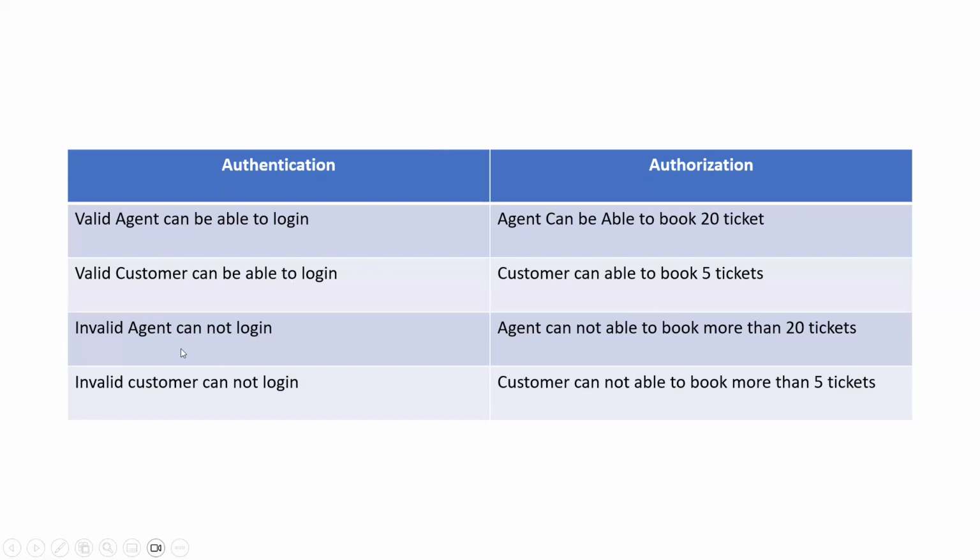In authentication, we will check that an invalid agent cannot log in. In authorization, we will check that the agent cannot book more than 20 tickets. In authentication, an invalid customer cannot log in. Here we will check that the customer cannot book more than 5 tickets. So these are the differences, with a real-time example, between authentication versus authorization.